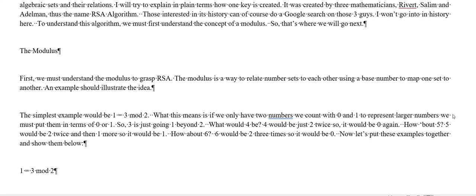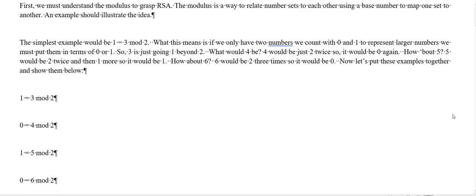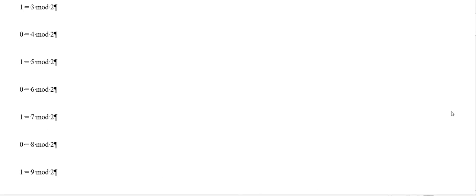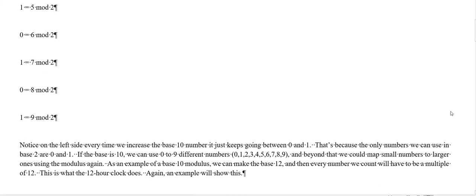Now let's put these examples together and show them below. I think you can see this without me reading it. When we go through the familiar 10 numbers of our base 10 system, starting with 0 and going to 9, we simply map them to 0 or 1 repeatedly. Notice on the left side, every time we increase the base 10 number, it keeps going between 0 and 1. This is because the only numbers we use in base 2 are 0 and 1. If the base is 10, we can use 0 to 9 different numbers. Beyond that, we could map smaller numbers to larger ones using the modulus again.